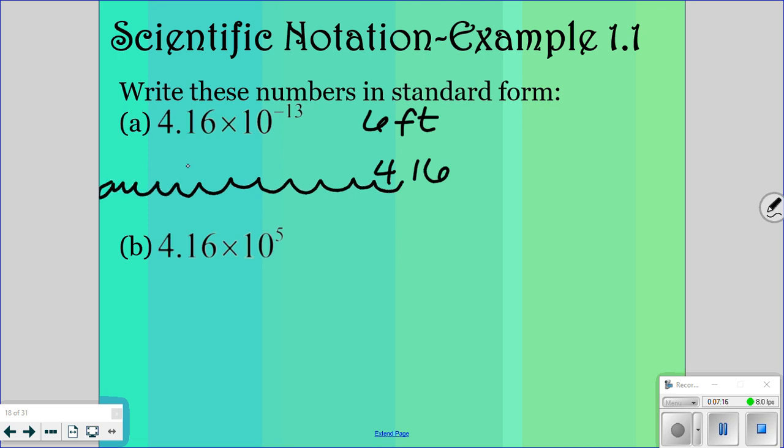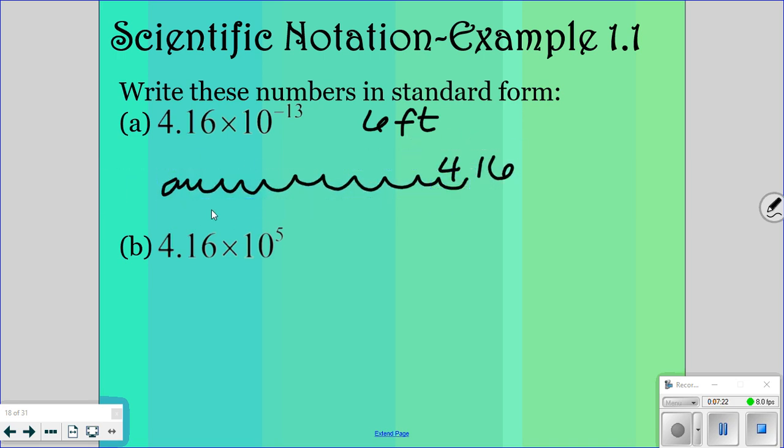Kind of ran out of room there. So we're going to have 0.00000000000, and another 0. Should have 12 zeros and then 416. So that would be putting it in standard form. Obviously, this is a lot more cumbersome to write because you have to make sure you have the right amount of zeros, whereas this number is much more compact. So that's why scientific notation is going to be the preferred method.